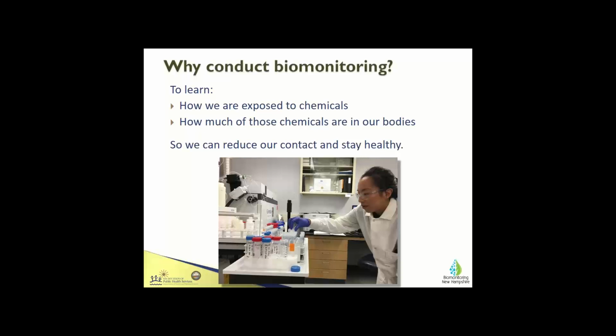And the scientists in this area know that there is environmental mercury contamination from an old factory, and they suspect that the mercury from that factory site has gotten into the river. So in order to prevent further mercury exposure, warning signs advising not to eat the fish caught in that river are placed in the area. So to summarize, biomonitoring is done to learn how we're exposed to chemicals and how much is in our bodies so we can reduce our exposure and live healthy lives.